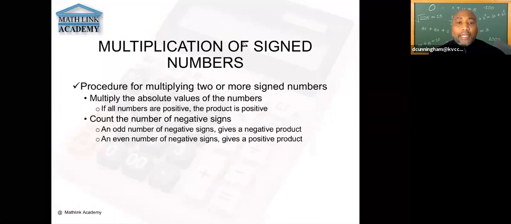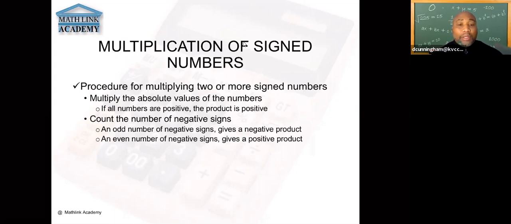Multiplication of signed numbers. Procedure for multiplying two or more signed numbers. You have to multiply the absolute values of the numbers. And if all numbers are positive, the product is positive.